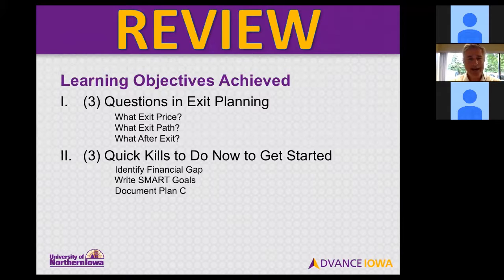And then write SMART goals, specific, measurable, achievable, relevant, time-bound goals to overcome that financial gap. And help train those in your company to also write SMART goals on anything that they do. Then third is to have your plan C.